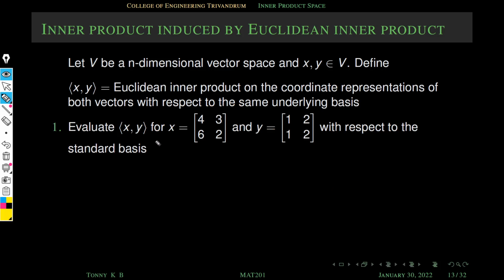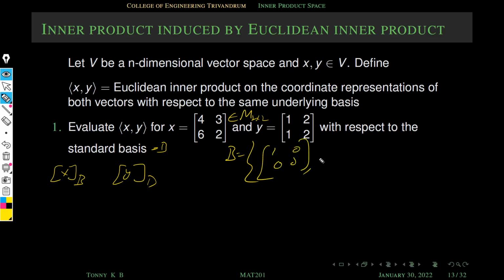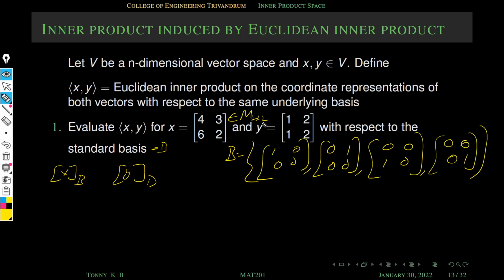Evaluate the inner product of x and y for these two matrices with respect to the standard basis. We have to find this induced inner product. How to find it? First, we have to find the coordinate of x with respect to the standard basis b and the coordinate of y with respect to the standard basis b. What is the standard basis for this collection? These matrices are from the collection M2 by 2, right? So what is the standard basis for M2 by 2? Yes, it contains four elements: 1 0 0 0 and so on. This is the standard basis for M2 by 2.